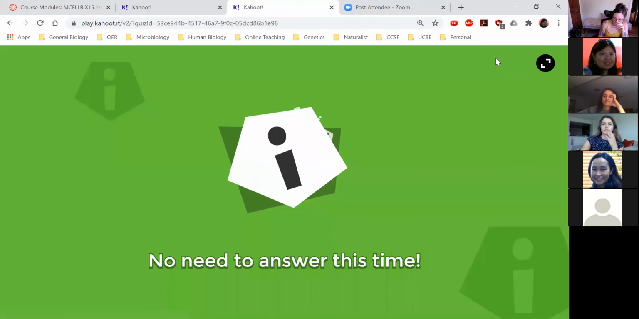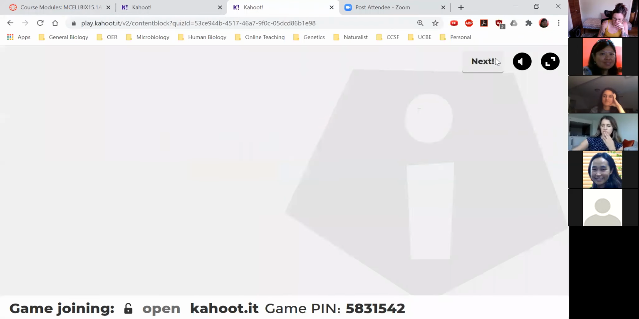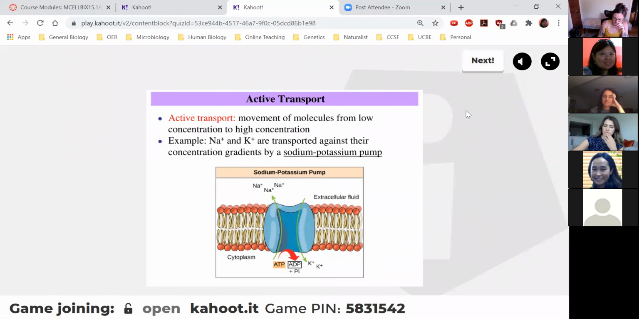Okay. So all the ones that we just talked about, diffusion, osmosis, facilitated transport, are all passive transport. Active transport literally means you are transporting things from low concentration to high concentration. So whatever you're transporting is going against its concentration gradient. Because of that, you actually need to put in energy. So the main difference is you have to use energy.